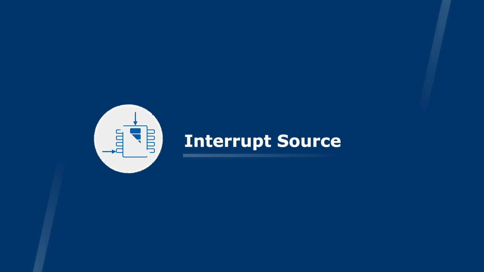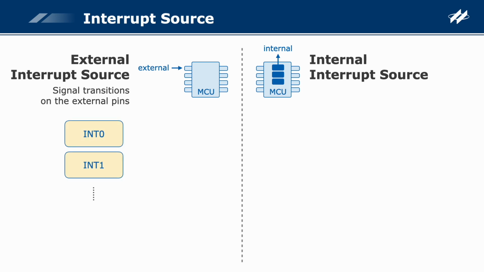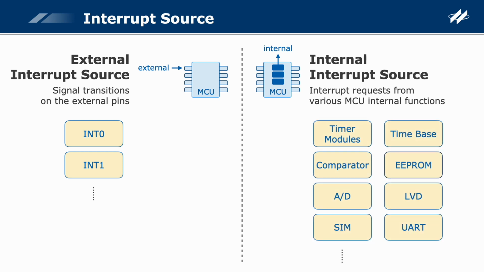Interrupt source. In the HT8 MCUs, interrupts can originate both externally and internally from the microcontrollers. The external interrupts are generated by signal transitions on the external pins, such as INT0, INT1, and so on. While the internal interrupts are generated by the interrupt requests from various MCU internal functions, such as the timer module, time bases, comparator, and so on.